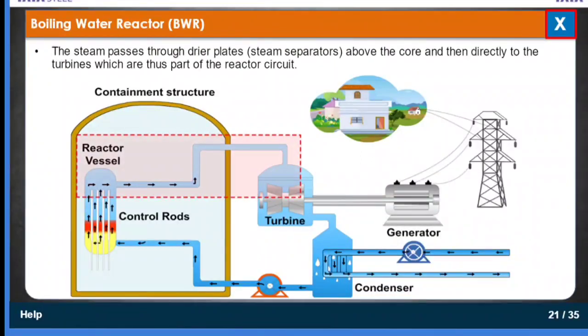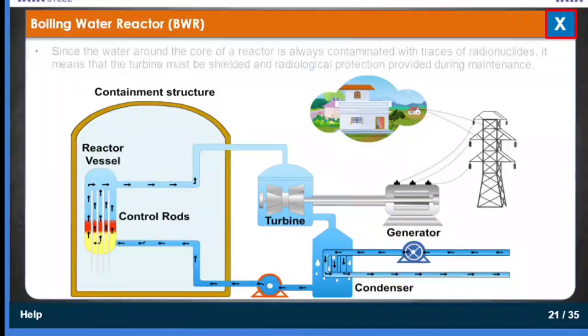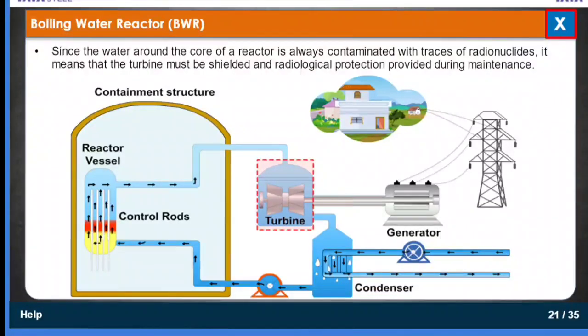The steam passes through dryer plates, steam separators above the core, and then directly to the turbines, which are thus part of the reactor circuit. Since the water around the core of a reactor is always contaminated with traces of radionuclides, it means that the turbine must be shielded and radiological protection provided during maintenance. Cost of this tends to balance the savings due to the simpler design.